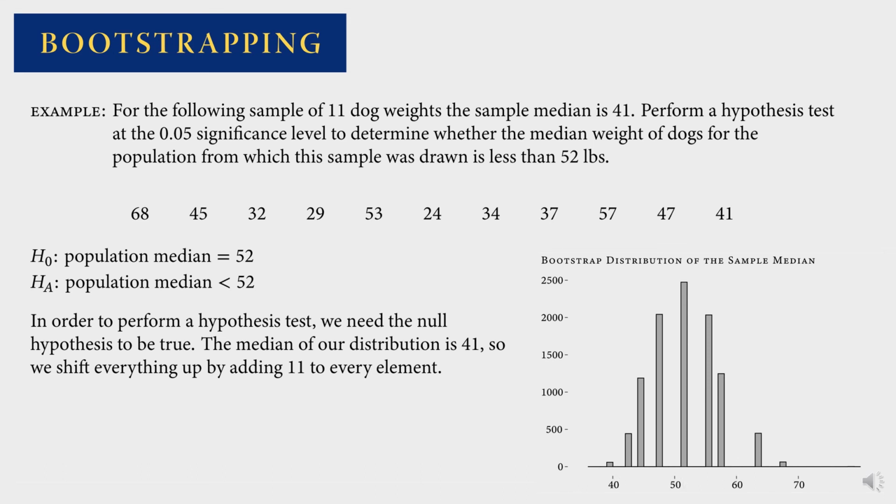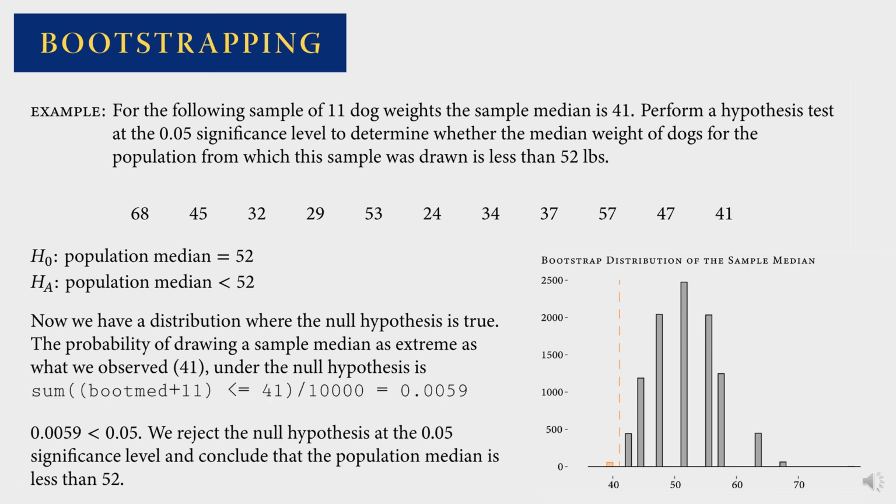And I've done that here. Now the median is 52. The probability of drawing a value of 41 or lower from this distribution is 0.0059. It's the probability that the value you draw comes from this bin here. The p-value according to this bootstrap distribution is 0.0059, which is less than 0.05. We reject the null hypothesis and conclude that the population median is lower than 52.